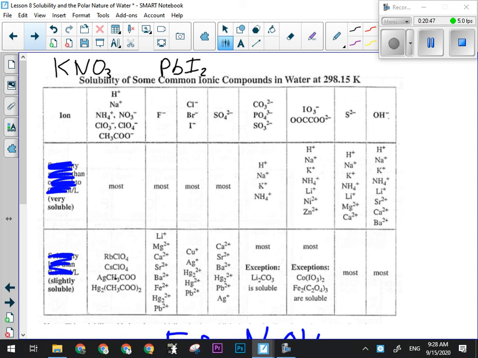Okay, that's how my solubility chart works. I look up my non-metal. If what it's with is in the first row, it's soluble. If what it's with is in the second row, it's not soluble. Simple as that. Okay? All right.